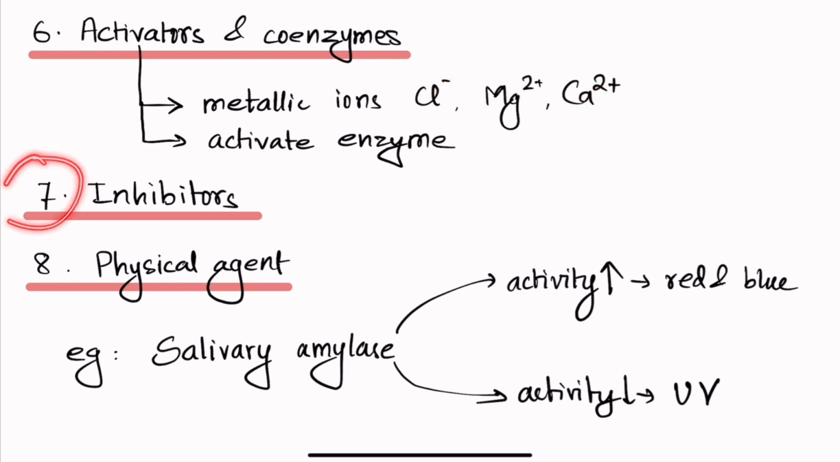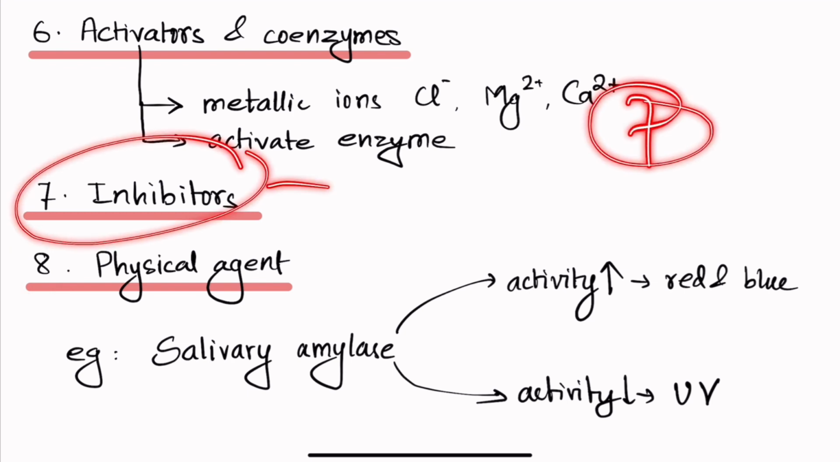At number 7, we have inhibitors. Inhibitors, as the name suggests, are responsible for the inhibition of enzyme activity. That is, inhibitors decrease the activity of the enzyme. And at number 8, even though I said there are going to be 7 factors, inhibitors is something that I included later on.